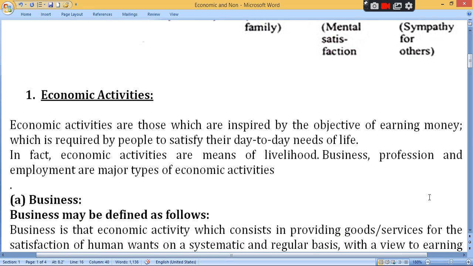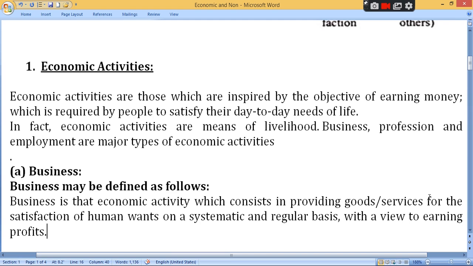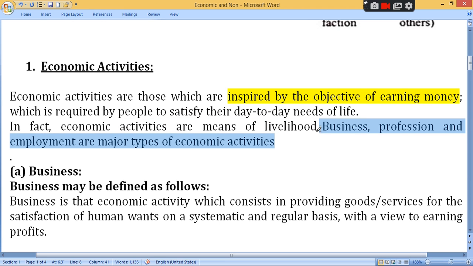So let's start with the very first one, that is economic activities. Economic activities are those which are inspired by the objective of earning money. Clear? In fact, economic activities are a means of livelihood. Business, profession and employment are the major parts. So economic activity is included in three parts: business, profession and employment. Let's start with the very first one, business.